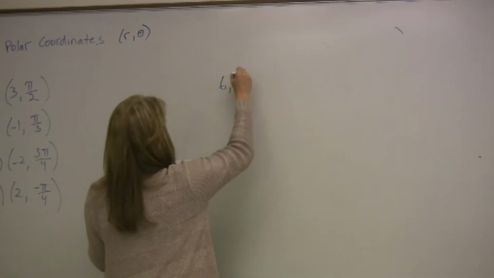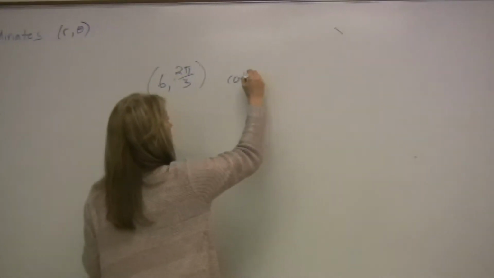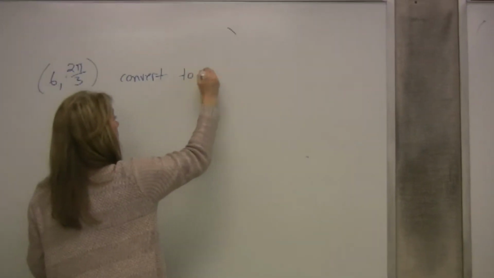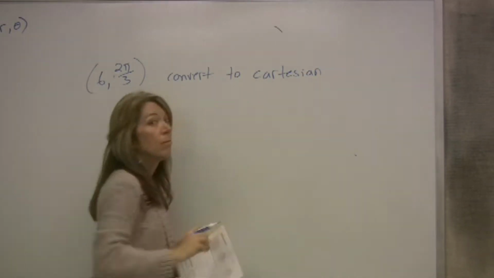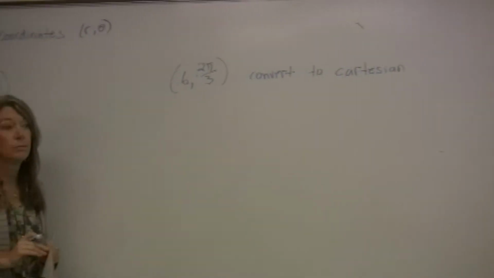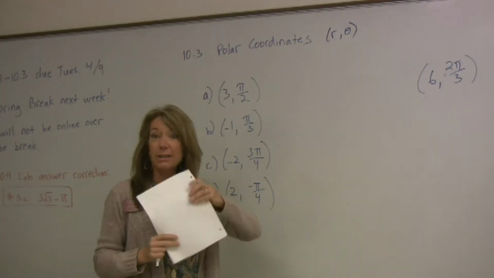(6, 2π/3). We want to convert that to Cartesian. What are we going to do? How are we going to convert that to Cartesian? It's not an obvious one like those.